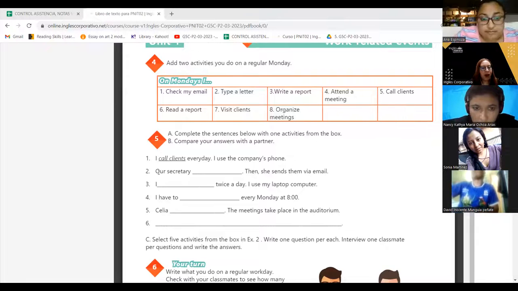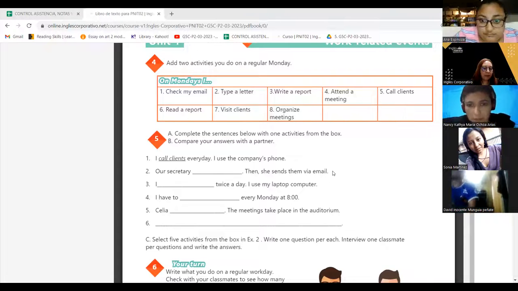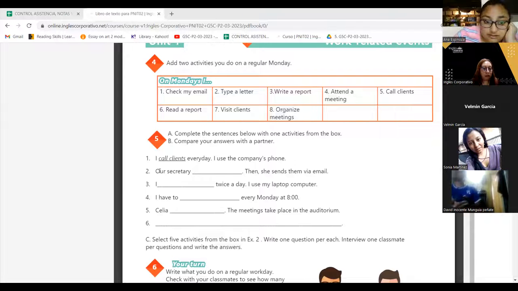Number two, nos dice, our secretary, then she sends them via email. Luego las envía por email. ¿Cuál sería la dos? Veamos. Write a report. All right, that's possible, correct. Our secretary writes, la S, right? Our secretary writes reports, then she sends them via email, okay?